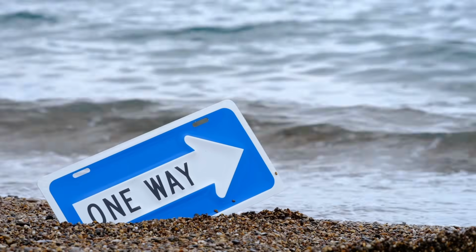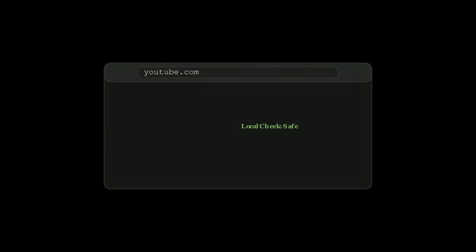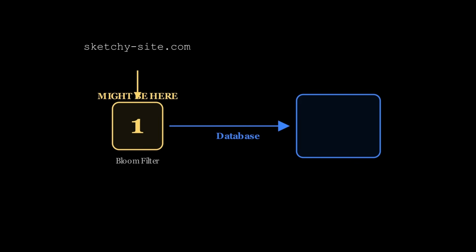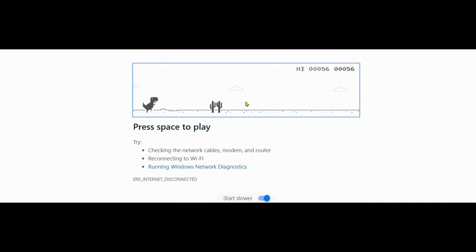A data structure that can lie sounds like a bad idea, but it only lies in one direction, because it will never tell you something is missing when it's actually there. It might occasionally say something is there when it isn't, but that just costs you one extra database call. While every true negative gets rejected instantly at O(1) with no database, no network, nothing involved.